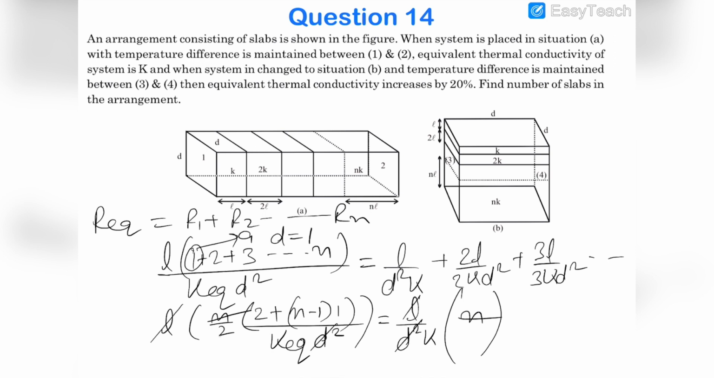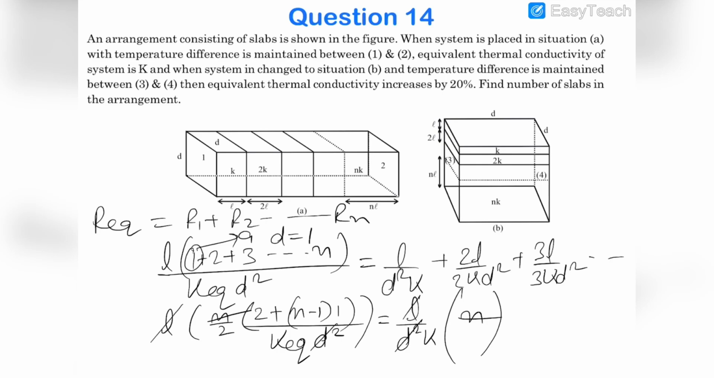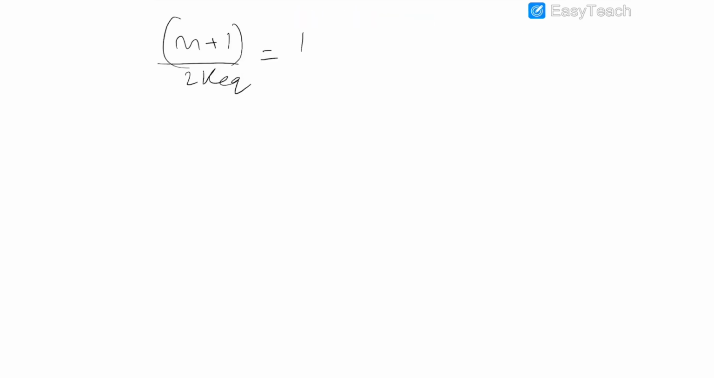So you can see that this will be n plus 1 by 2, and it is equal to 1 by K. So n plus 1 by 2 K equivalent will be equal to 1 by K. So K equivalent 1, let us name it as K equivalent 1, will be equal to K into n plus 1 by 2.